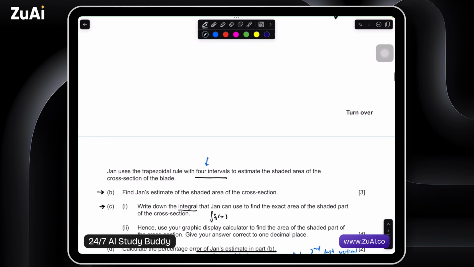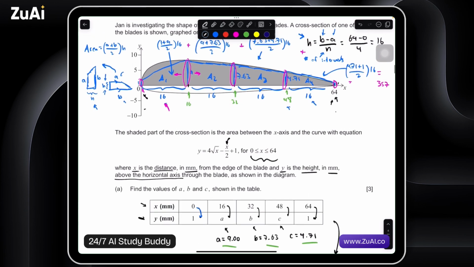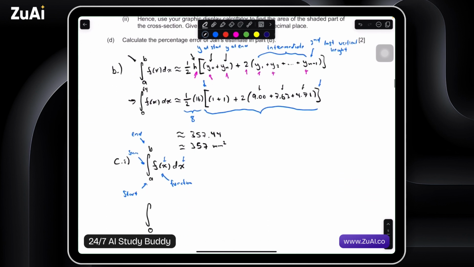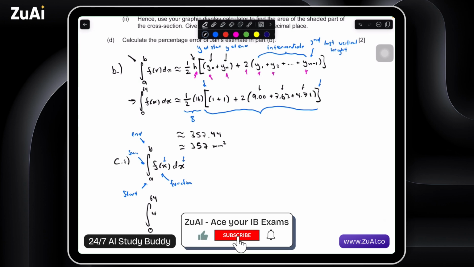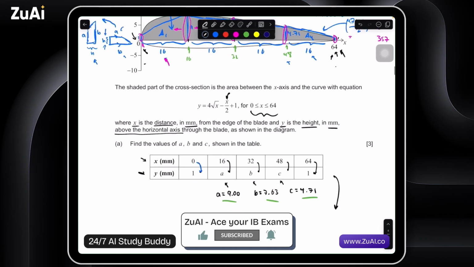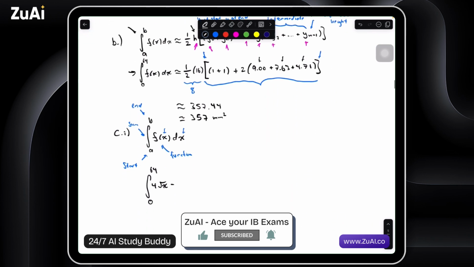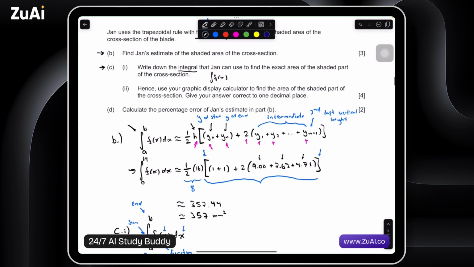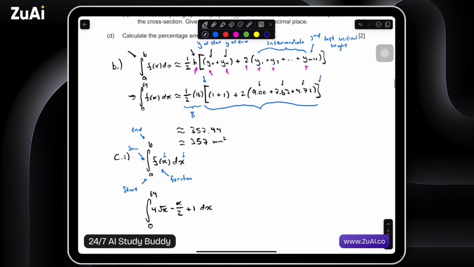That was our starting point right here. And our ending point, we went all the way to 64. So 0 to 64. And what was our function? Our original function was 4 root x minus x over 2, I believe, minus x over 2 plus 1, and then we want to write this in terms of dx. And that's it. That's our area, or that's our integral for the area under the curve.